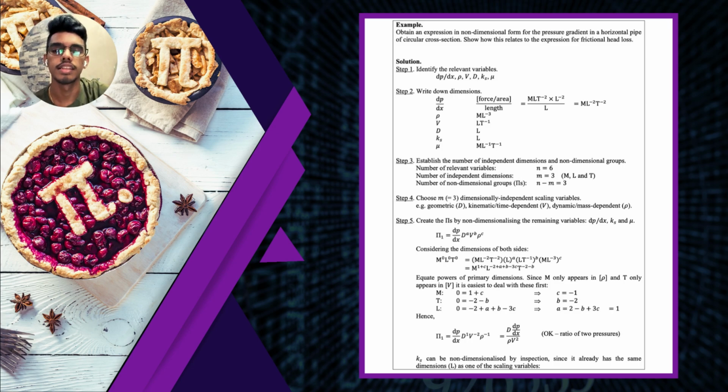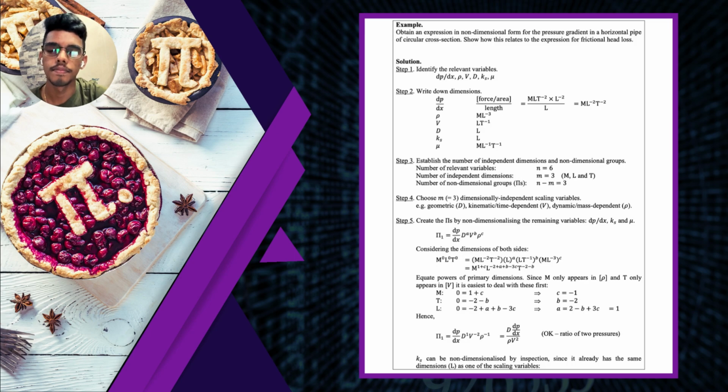In step 3, we have to find the number of independent dimensions and non-dimensional groups. As we found in steps 1 and 2, the number of relevant variables n equals 6, and the number of independent dimensions involved, m, equals 3, which are M, L, and T. Using the n value and m value, we can find the non-dimensional groups pi. So n minus m, 6 minus 3, gives 3. So the number of non-dimensional groups will be 3.